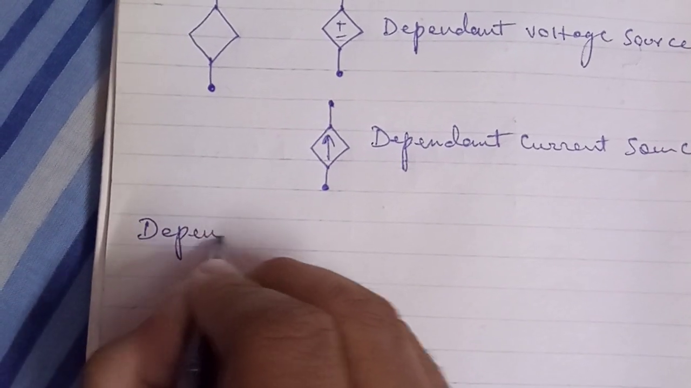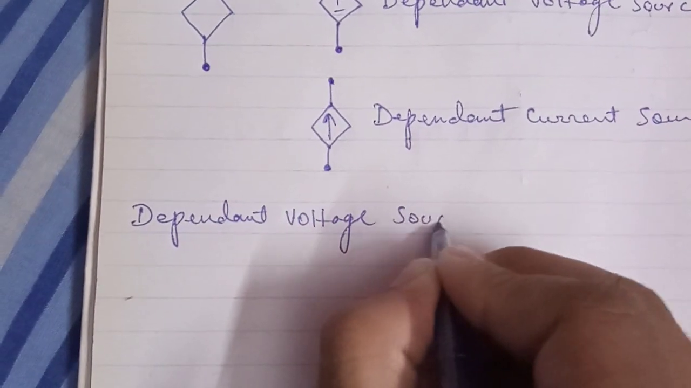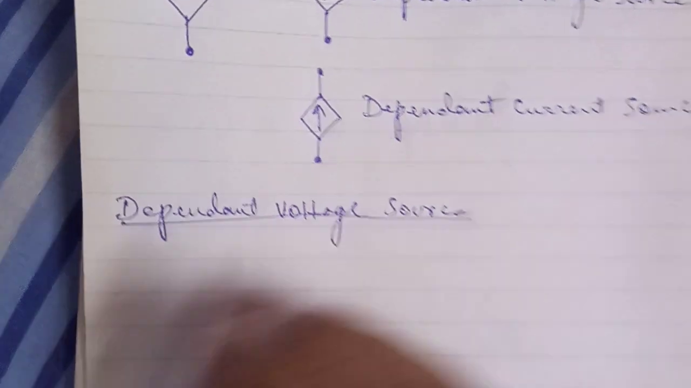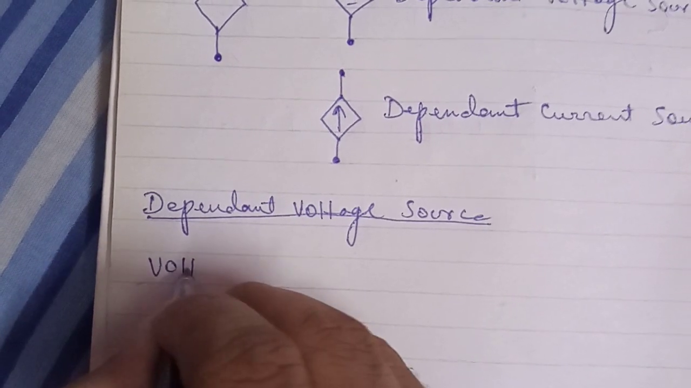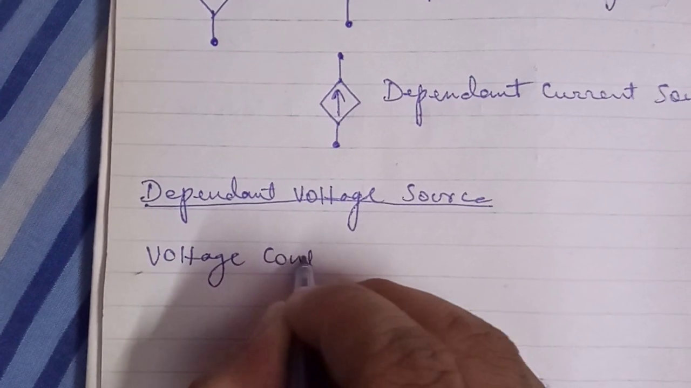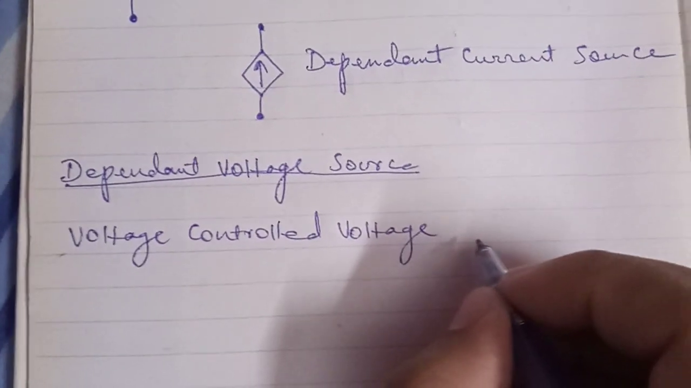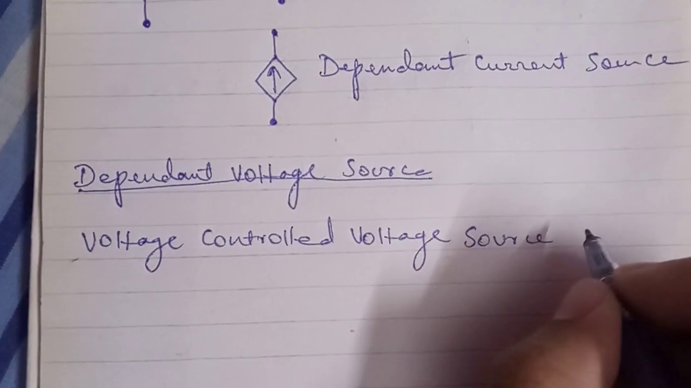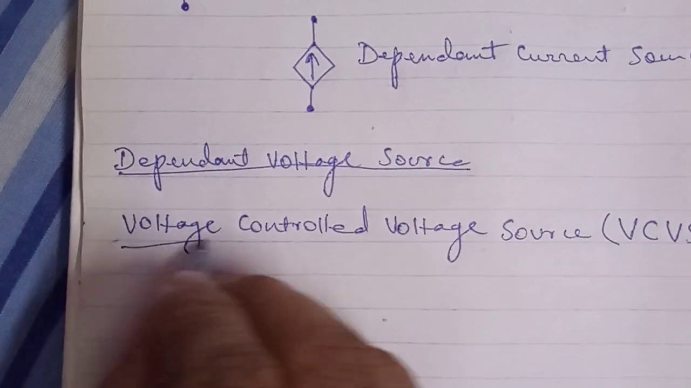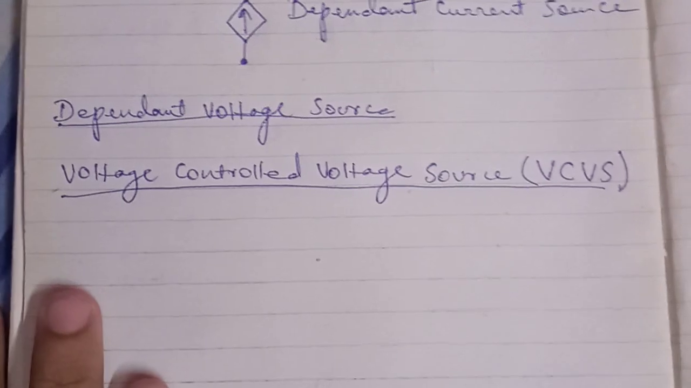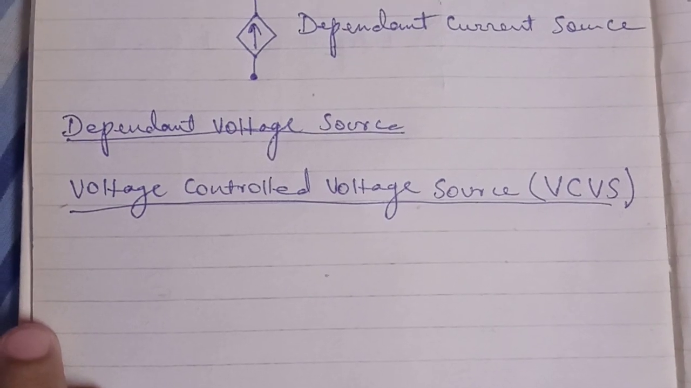Write down the heading: dependent voltage source. Dependent voltage source has two types. The first type is voltage controlled voltage source. Voltage controlled voltage source, its short form is VCVS. Its short form is VCVS, voltage controlled voltage source.